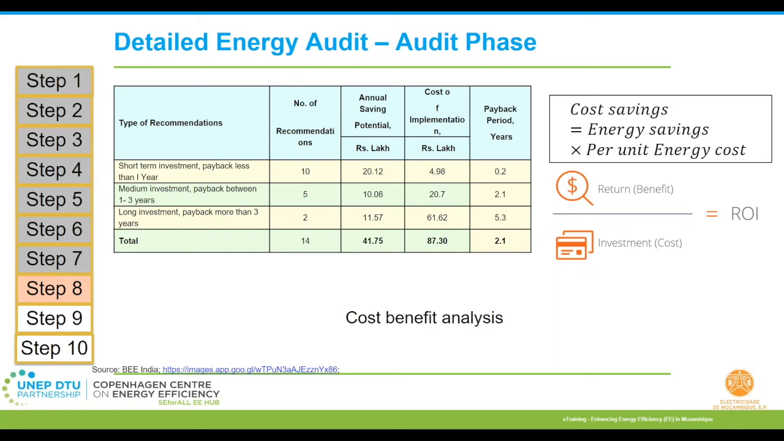The energy auditor first estimates the potential energy savings, and then depending on your energy cost, they would arrive at the extent of energy cost that will be saved. Based on the necessary investments or cost for implementation, the auditor would evaluate the payback periods or the return on investment, and then decide which energy efficiency measure one would more likely pick. So basically, you prioritize based on low, medium, and long-term measures.